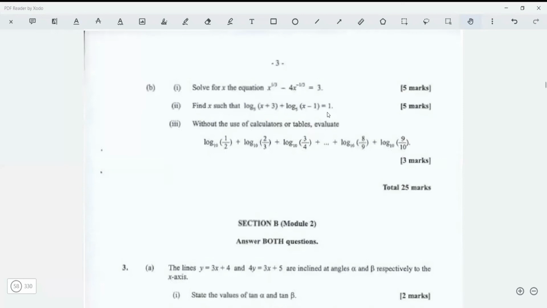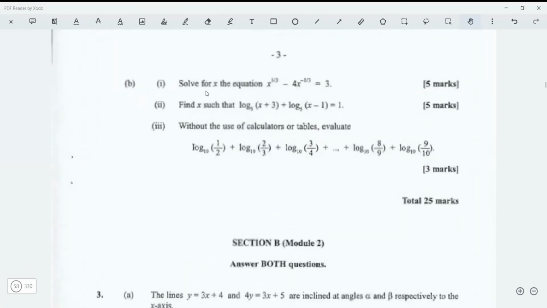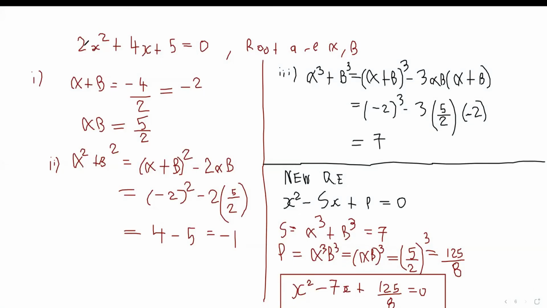It says, this is a little blurry, but it says solve for x in the equation x to the 1/3 minus 4x to the minus 1/3 equal to 3. Go do it around here. So we have x to the 1/3 minus 4x to the minus 1/3, and this is equal to 3.